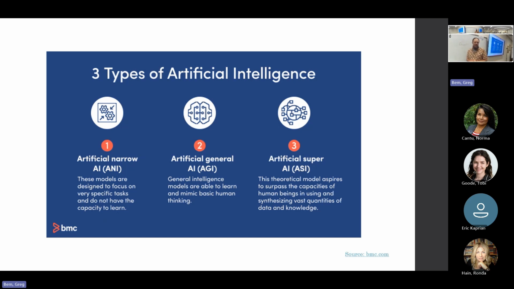Now, there's more technology that's allowing various tools to evolve out of the conversations that are being held within them, and it's getting a little bit more complex. Then we move into slightly broader artificial general intelligence. General intelligence models are able to learn and mimic basic human thinking. And so right now we're kind of in this area.